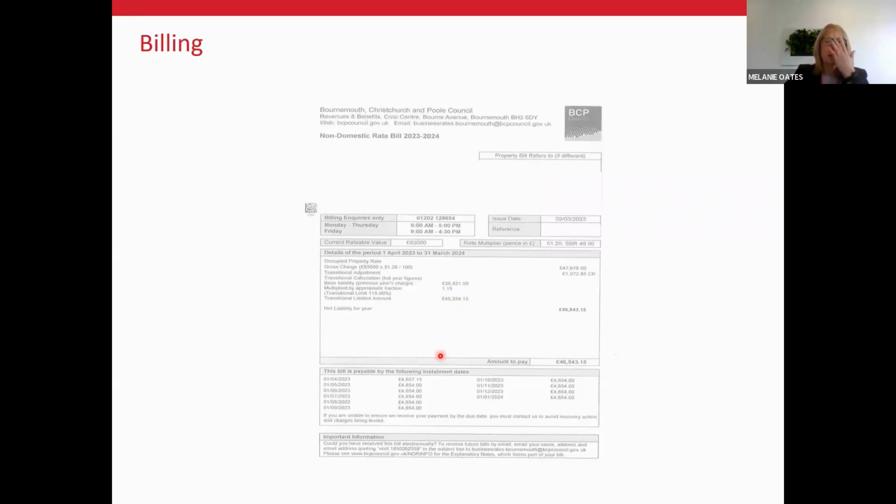So just looking at the transitional relief, on this particular bill, what you'll see here is, just going back to the multipliers, there's a £93,000 rateable value on this. We will see there that there's transitional phasing, and that's been included at 15%. So there's a credit being made with regards to the transitional adjustment, and therefore you don't pay the full RV times multiplier, you pay less than that because of the transitional phasing.